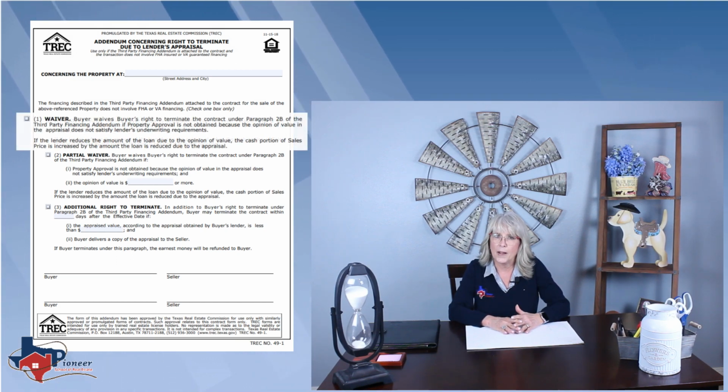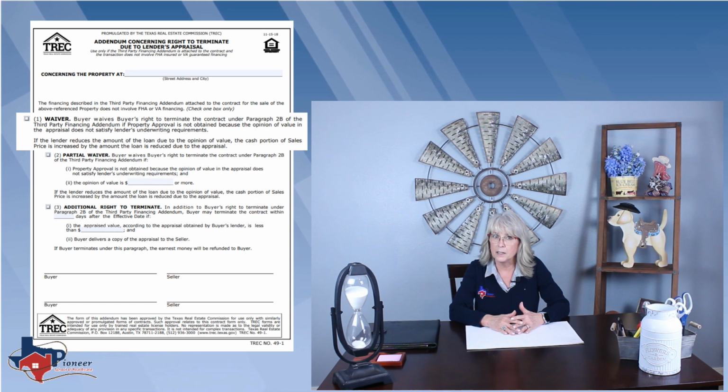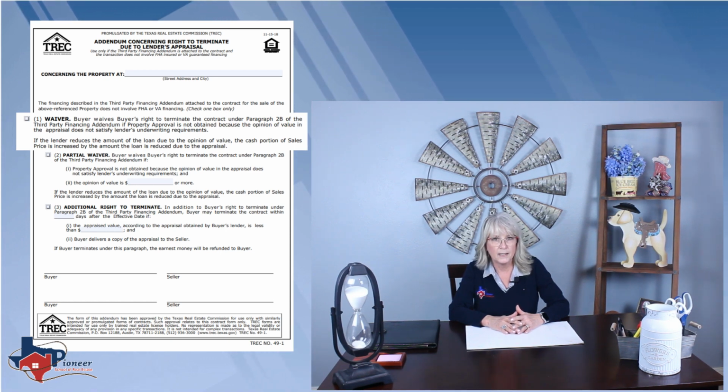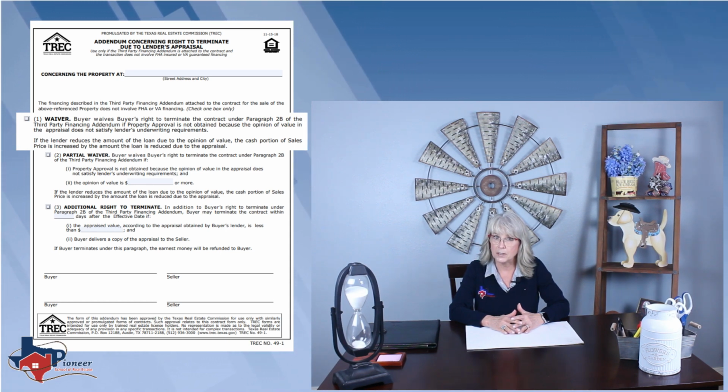Paragraph 1 is where the buyer waives their right to terminate the contract under paragraph 2B of the third-party financing addendum if the property approval is not obtained because the opinion of value in the appraisal does not satisfy the lender's underwriting requirements. Keep in mind, if the lender reduces the amount of the loan due to the opinion of value, the cash portion of sales price is increased by the amount the loan is reduced due to the appraisal.